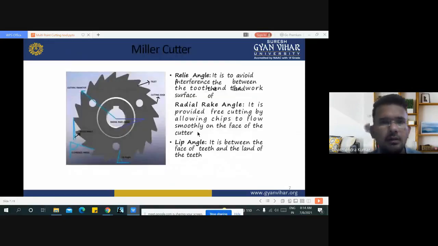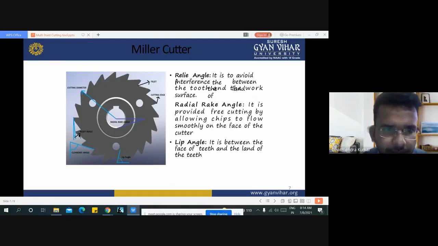This is the diagram of a milling cutter. Here you can see that there are many cutting edges. These are all the cutting edges. The hollow part, or the undercut part, is known as the fillet.